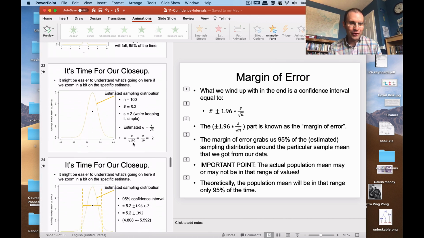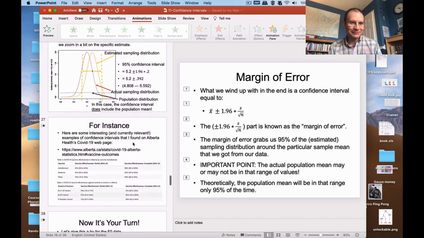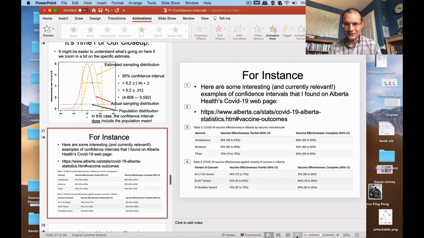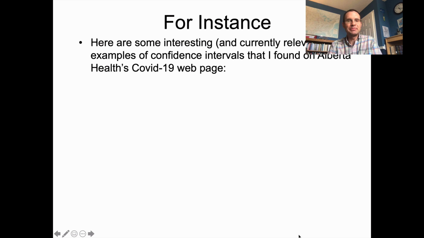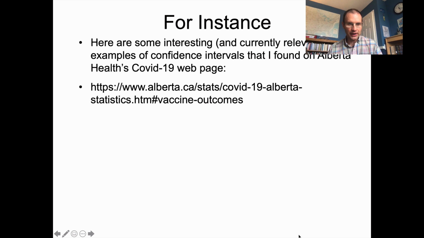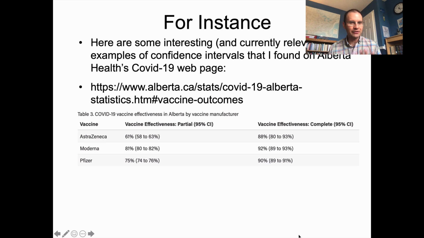I'm not going to say anything more about that in case I made it less clear for you, but I will give you some examples of actual confidence intervals, which you might be interested in, as I am. It's currently relevant because I grabbed these numbers today off of Alberta Health's COVID-19 webpage, and here's the link where I got them from. These are confidence intervals. They're calculated in a different way, but it's the same general idea.